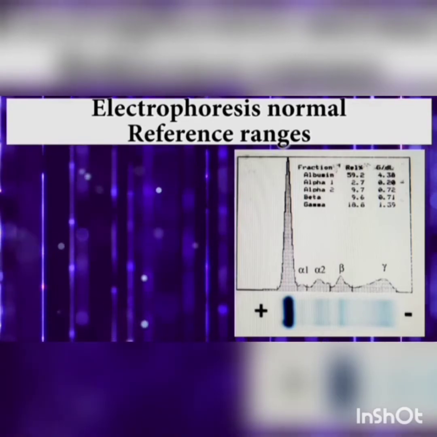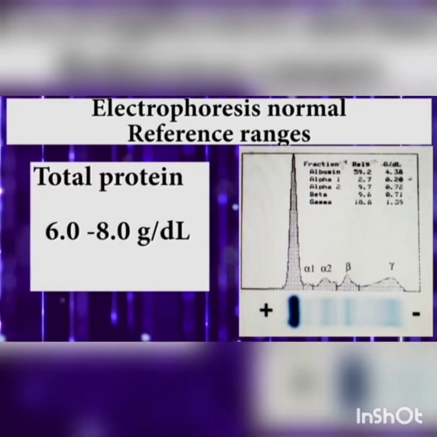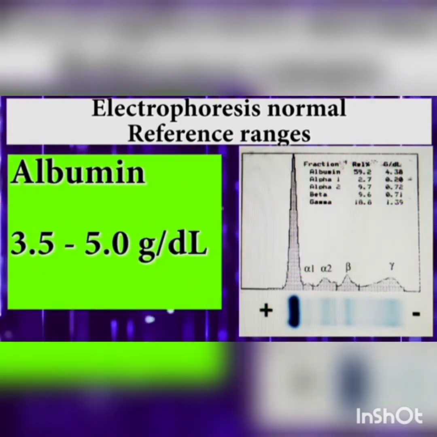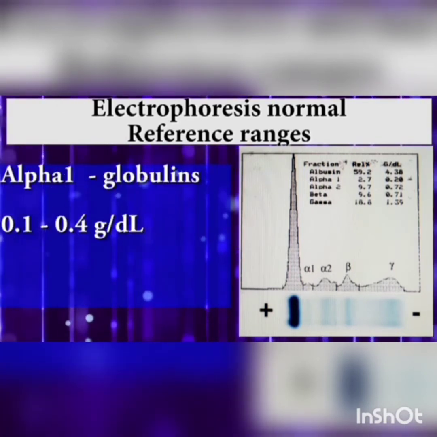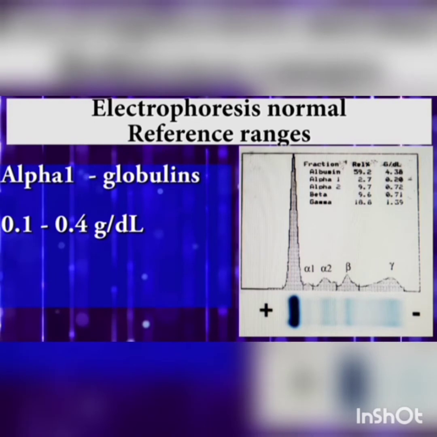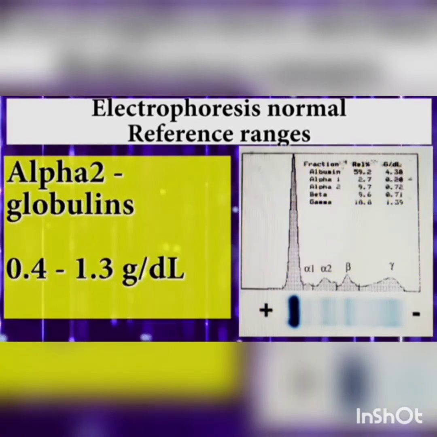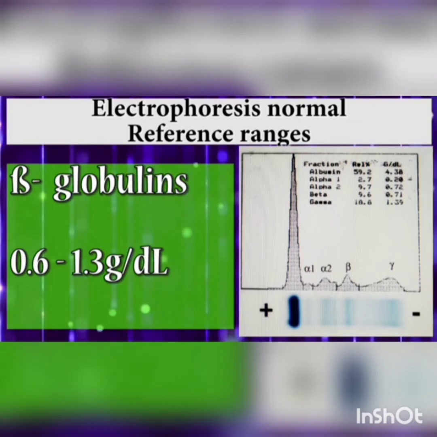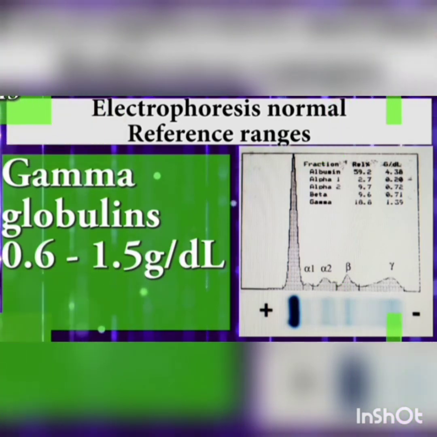Electrophoresis normal reference ranges. Total protein 6 to 8 gram per deciliter. Albumin 3.5 to 5.0 gram per deciliter. Alpha 1 globulin 0.1 to 0.4 gram per deciliter. Alpha 2 globulin 0.4 to 1.3 gram per deciliter. Beta globulin 0.6 to 1.3 gram per deciliter. Gamma globulin 0.6 to 1.